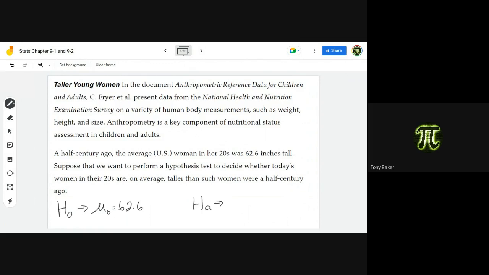What is my alternate hypothesis? What do I believe is happening? Okay, so that means my mean would be greater than the null mean. One-tailed or two-tailed? One tail. One-tailed. Okay, is it right or left? Right. Good.